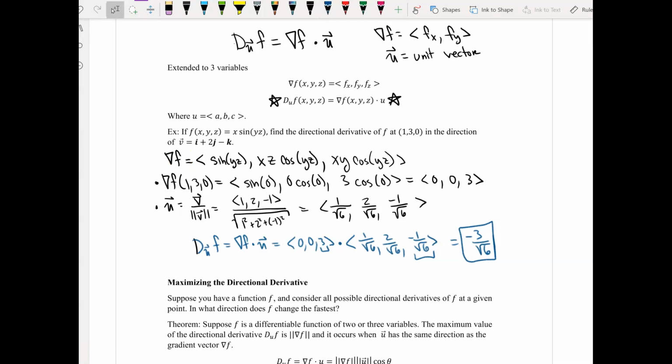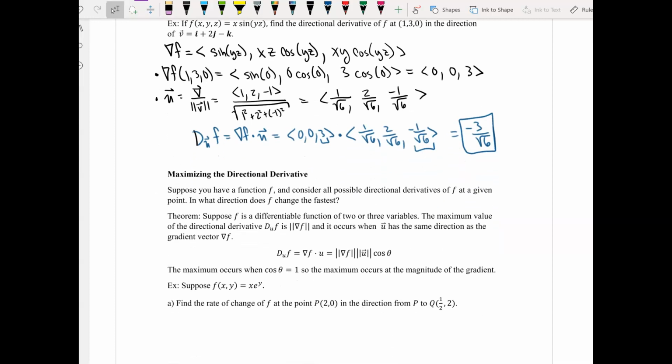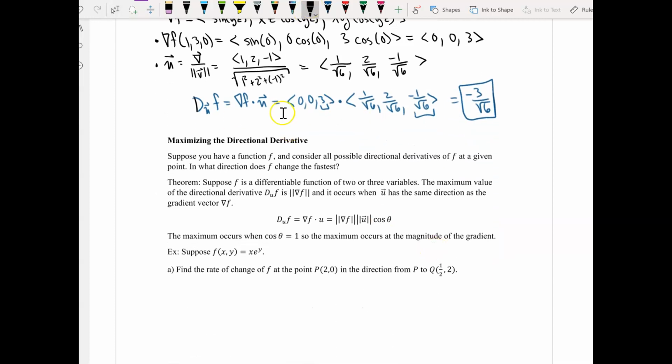So what do we want to do now? Let's say we have a function and some surface, and we're trying to figure out, at some point, in which direction the derivative is going to change the fastest. We can take the derivative in many different directions, but which one is going to be the fastest? That's kind of what we want to do. We want to maximize the directional derivative.